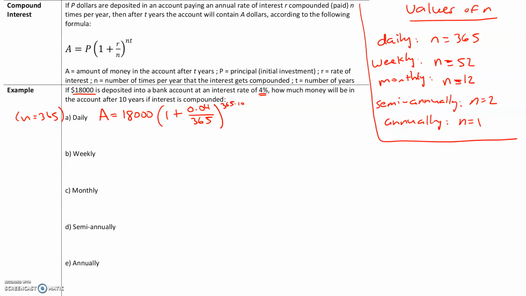Now, if you want to do this part by part, you can do that as well. Then do the order of operations: do the parentheses first, then the exponent, then multiply. You can do it that way too. But I'm getting 26852.27.